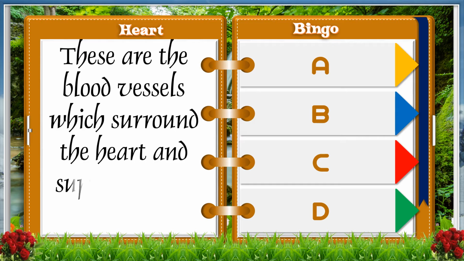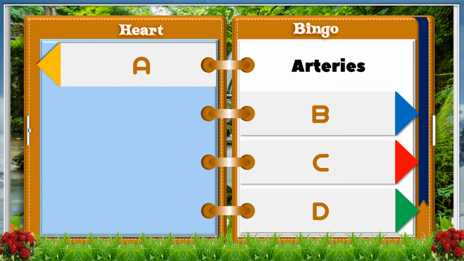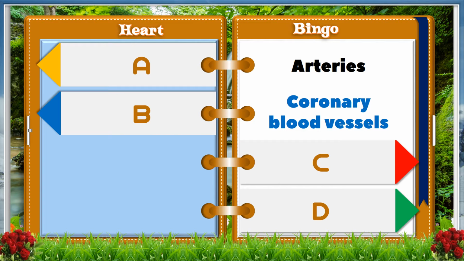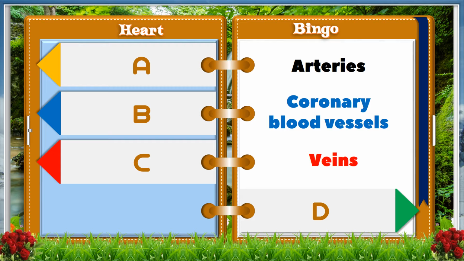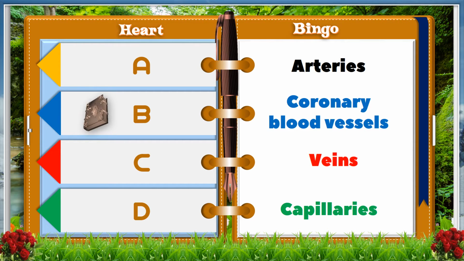These are the blood vessels which surround the heart and supply it with blood. A. Arteries. B. Coronary blood vessels. C. Veins. D. Capillaries. And the answer is B. Coronary blood vessels.